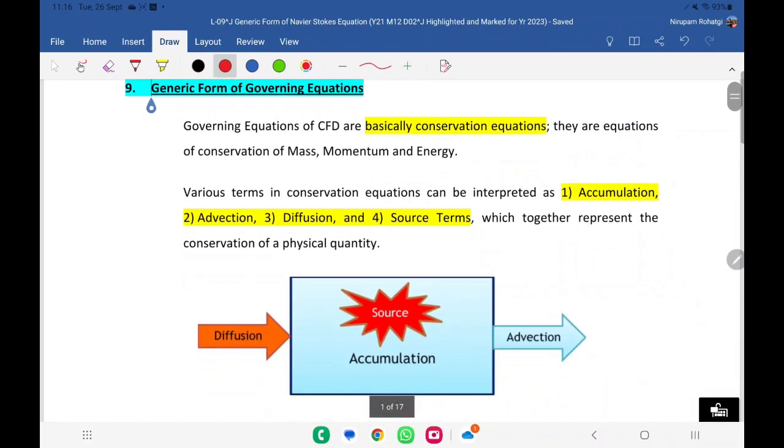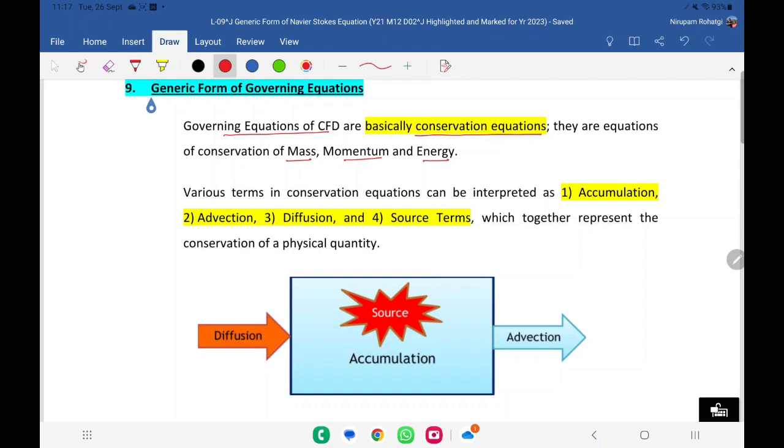Now, one thing you will note is that all the equations which are governing equations of CFD are basically conservation equations. We know that. Okay. And they are conservation of mass, momentum and energy. That means there is a similarity between all of them. Although we show all of them as different equations, there is a similarity that all of them are conservation equations. What is changing is the physical quantity. At one place it is mass, at the second place it is momentum, at the third place it is energy. Okay.